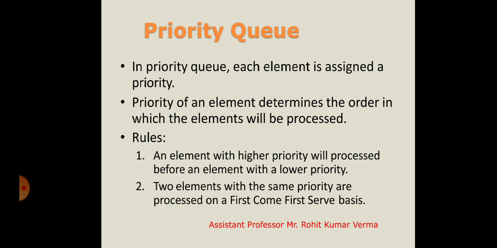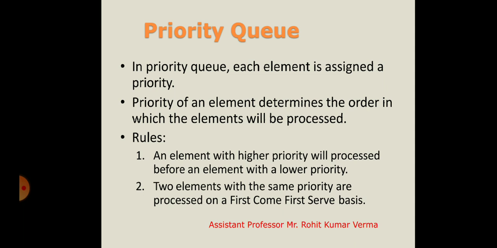What happens in a priority queue? A priority is assigned to each element. Okay, the elements are processed on the basis of priority. There are two rules. The element with higher priority is processed first. Second thing, if two elements have the same priority, then these elements are accessed on a first come first serve basis.